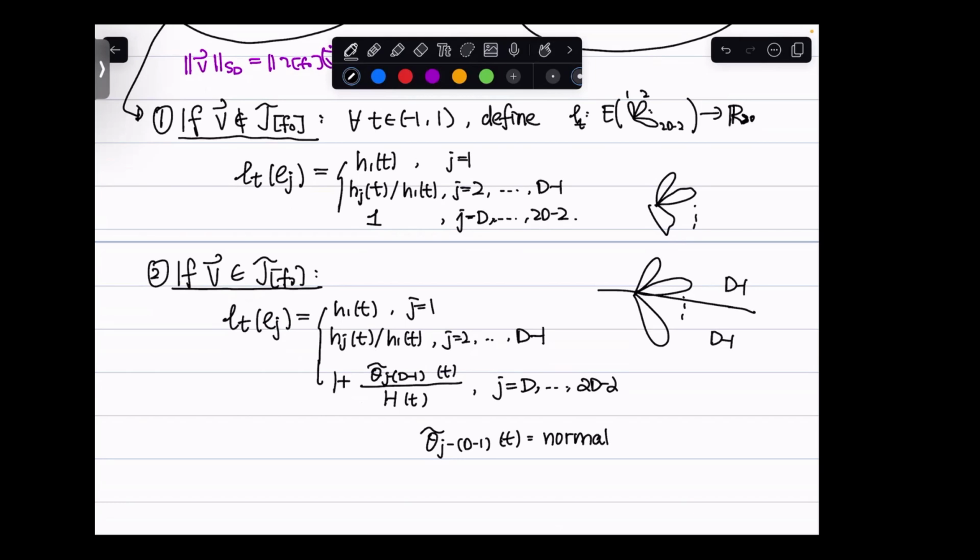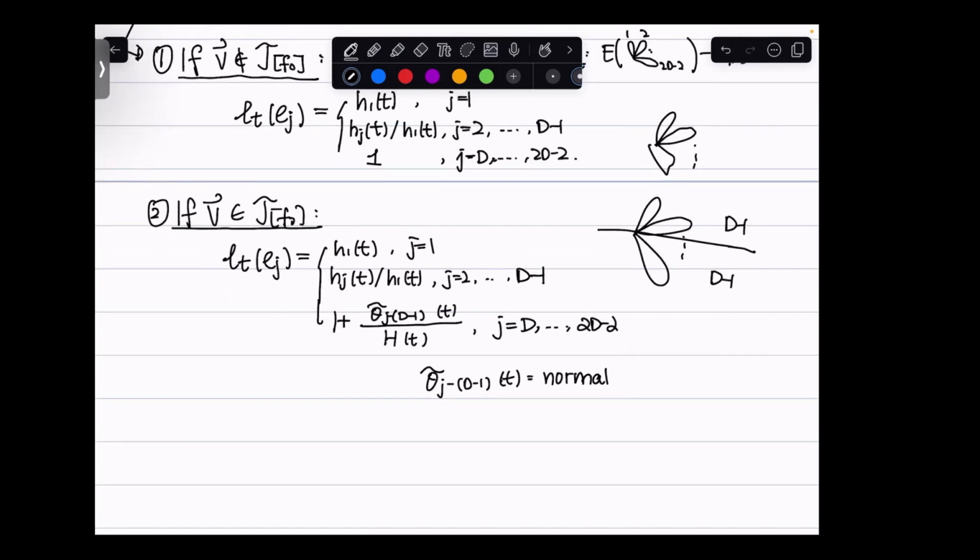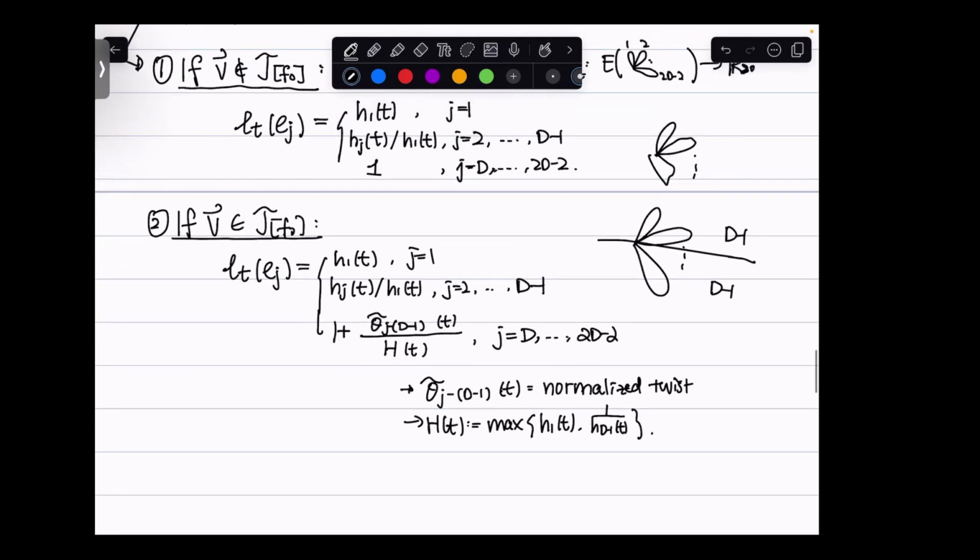This normalization is given in the paper of Laura DeMarco and Kevin Pilgrim to make the technical details work out. So, normalized twist. And then h t is defined as the maximum of h1 of t, or 1 over h d minus 1 of t. So you either take the largest or 1 over the smallest, and you compare which one is larger, and you normalize by this factor.